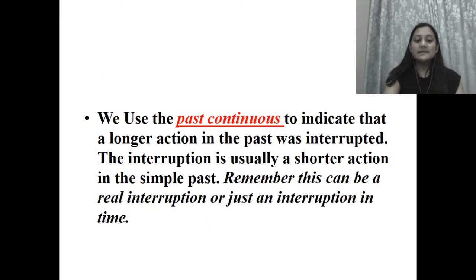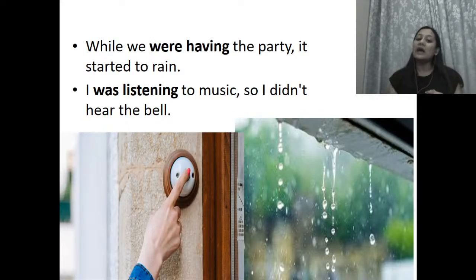We use the past continuous to indicate that a longer action in the past was interrupted. So a longer action was interrupted in the past, और एक वो छोटे action की वजह से हुआ है. Right? So there was an action which was going on, and that action was interrupted by a smaller action. Remember, this can be a real interruption or just an interruption in time. Now, while we were having the party, it started to rain.